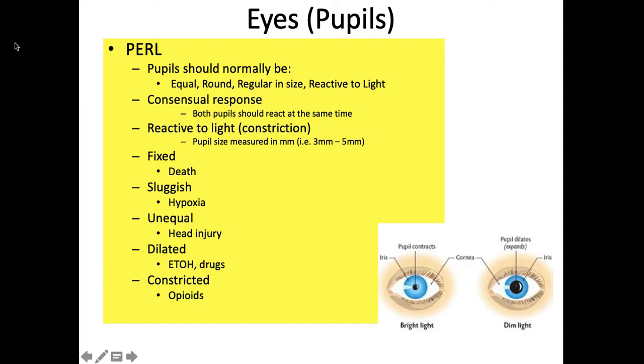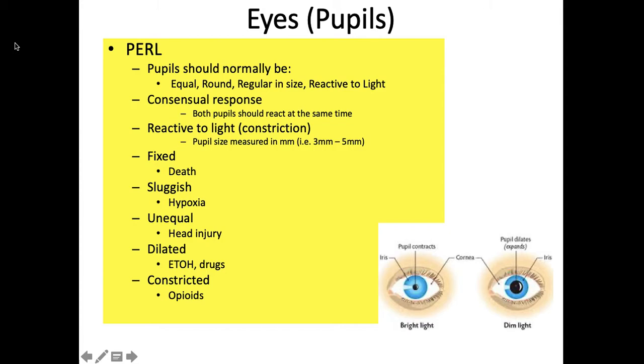Now, if someone is in cardiac arrest and their body is no longer really functioning, it's not really producing the actin and myosin, and the muscles aren't really working anymore. What happens is the pupils relax and they dilate and they become fixed. So you apply light to them and they just stay big, like 7-8 millimeters, and they don't constrict because they don't have that response anymore because they're dead.